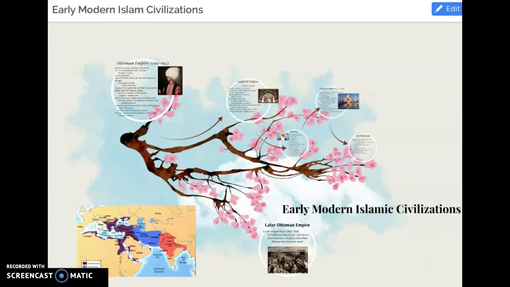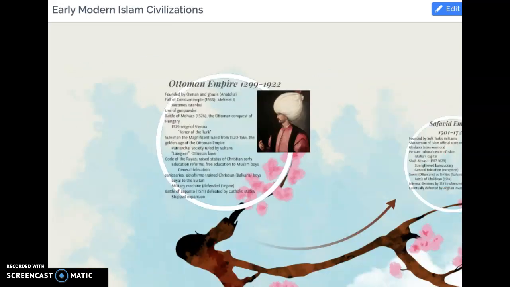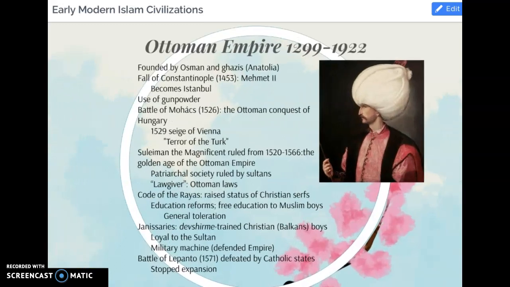So as I mentioned, you have the notes. The thing with the video lecture is I'm going to go over the empires in general, go over the key points, and this will just help you as you take the notes from the actual lecture notes. So start with the Ottoman Empire.